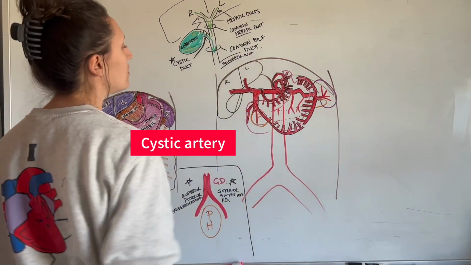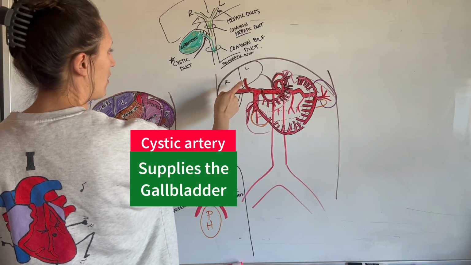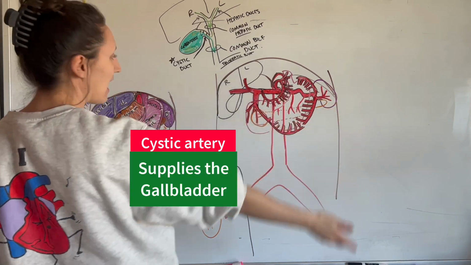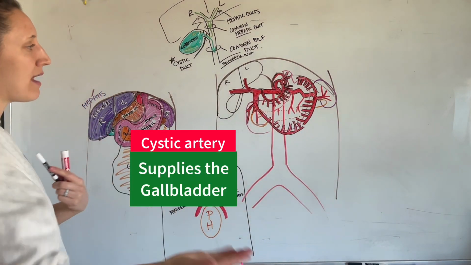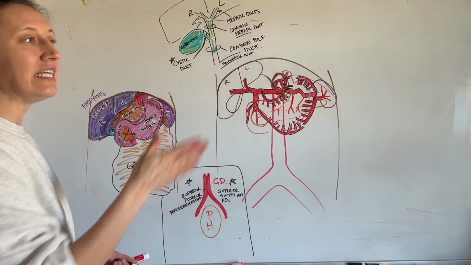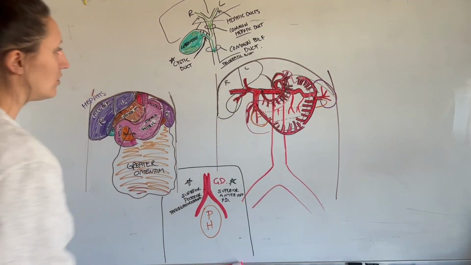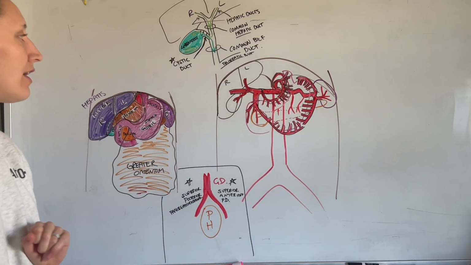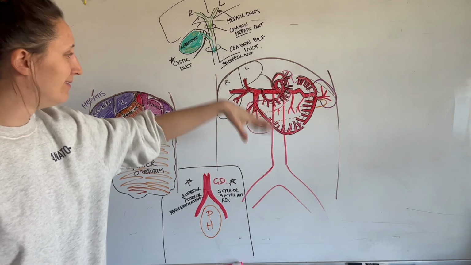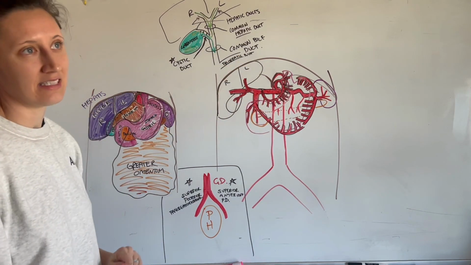And it is also incredibly variable in origin. Most of the time it comes from our right proper hepatic artery, but sometimes it doesn't. And it really doesn't matter where it comes from. If you see an artery going to the gallbladder, it is the cystic artery. So that is our cystic artery coming off of wherever. Doesn't matter if it comes from splenic. If it goes to the gallbladder, it's the cystic artery.